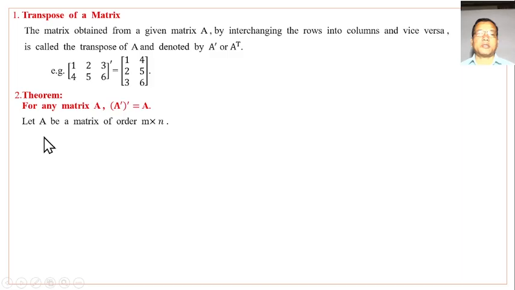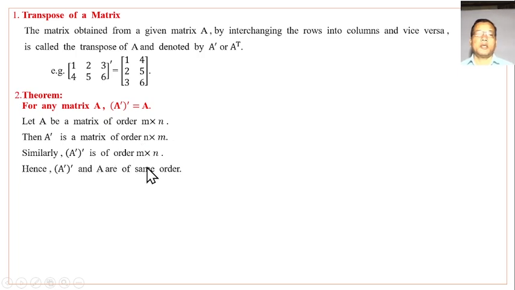Then A transpose is a matrix of order n by m. Similarly, the transpose of the transpose is of order m by n. Hence, the transpose of the transpose and A are of the same order.